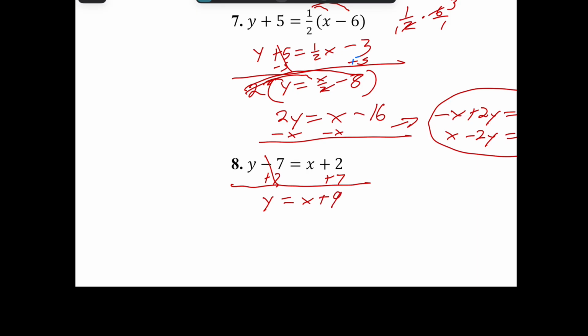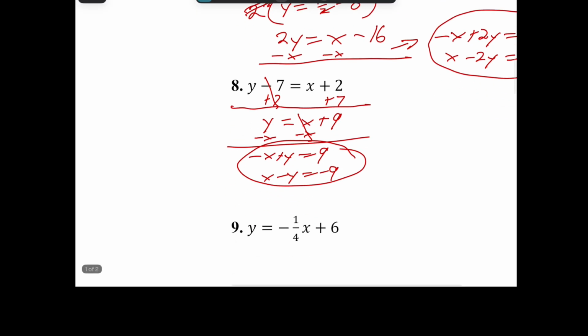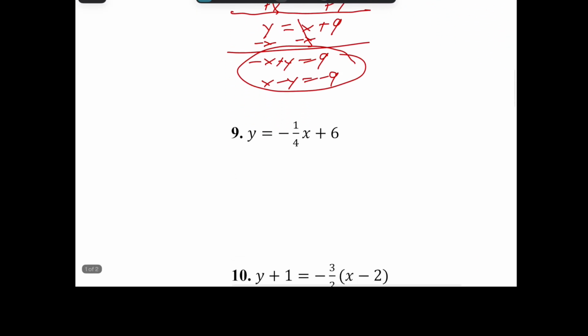X plus 9. Hey, I'm in y-intercept form now. Now let's get that x over here. Remember, we're going to lead with the x. Negative x plus y equals 9, or x minus y equals negative 9, and both will work. Okay? 9. Well, I see that denominator.